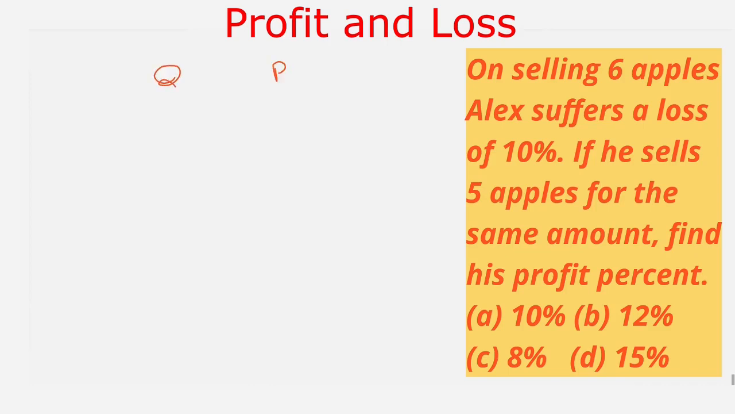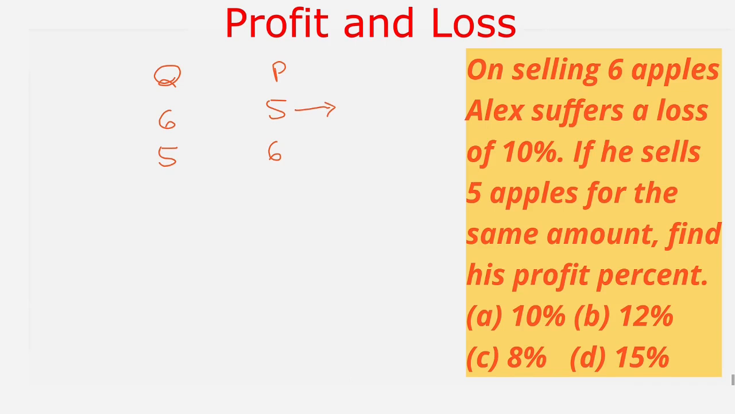Quantity and price are inversely proportional. Earlier the quantity is 6. Now the quantity is 5. So the reciprocal of it is 5 and 6. When the price was 5, then there was a loss of 10%.